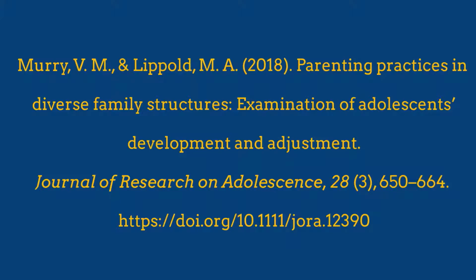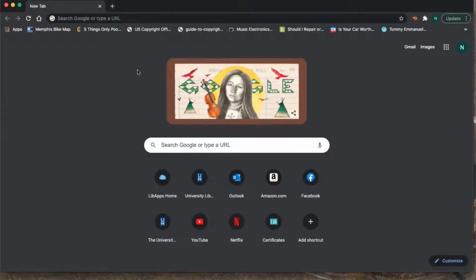In this video, I will show you how to locate an article in the library's databases using an APA citation. There are many ways you can do this, but the easiest way is to type in the title of the article in the main search bar on the library's homepage. To get to the library's homepage, type in memphis.edu/libraries.